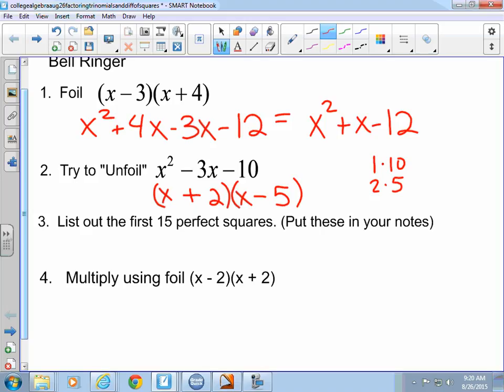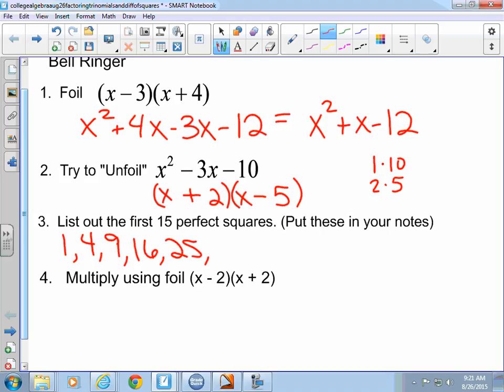List out the first 15 perfect squares. I do want these to stay in your notes. What in the world am I talking about? When you square root the ones that come to whole numbers, well, how do you create that list? Okay, square the numbers. Square 1. What's 1 squared? Square 2. Square 3. Square 4. Square 5.